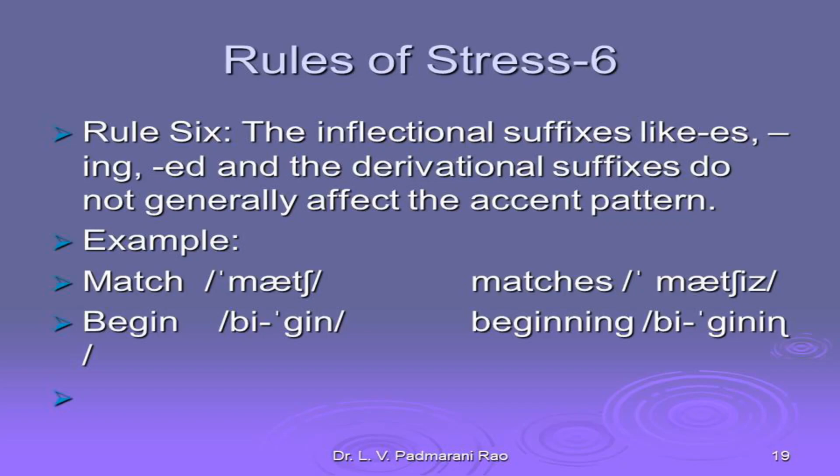Rule number 6 talks about the inflectional suffixes like es, ing and ed and the derivational suffixes that do not generally affect the accentual pattern. Say for example, match. The initial syllable is accented. It is a monosyllabic word. Even if you add the inflectional suffix like es, the stress would not change. Matches. Similarly is begin, beginning.